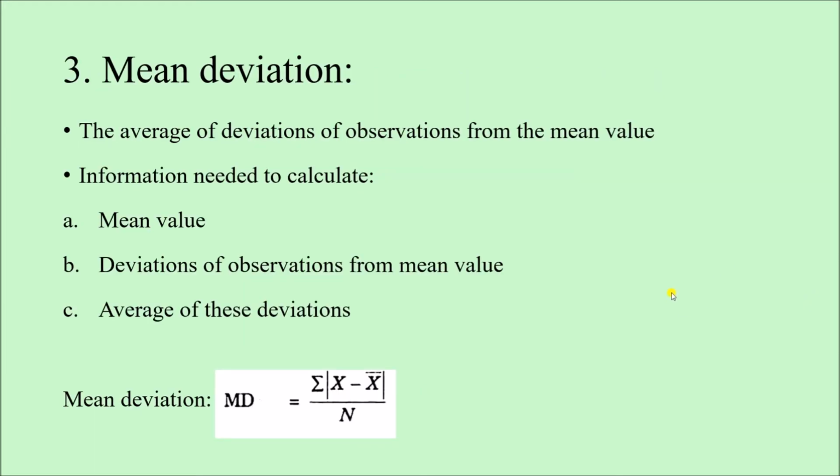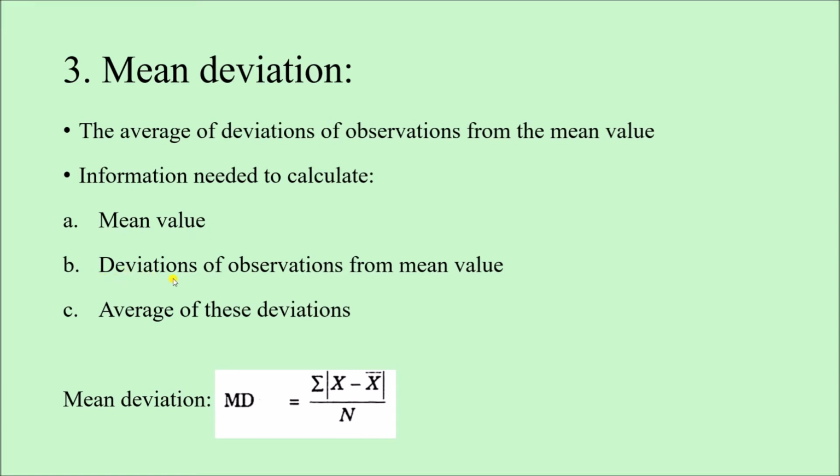Next one, we are going to talk about the mean deviation, which is the average of deviations of the observations from the mean value. So what do you need to do to find out the mean deviation? First, you have to calculate the mean value. So you have a given data set, that means you have a certain number of observations. From that you can calculate the mean value. You already know how to calculate the mean value.